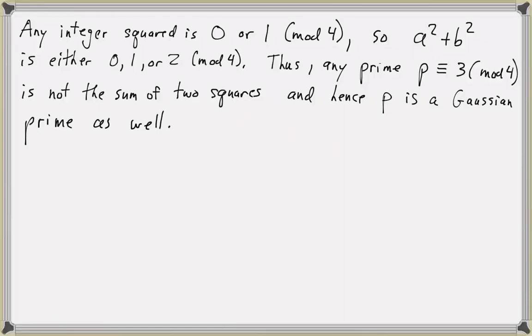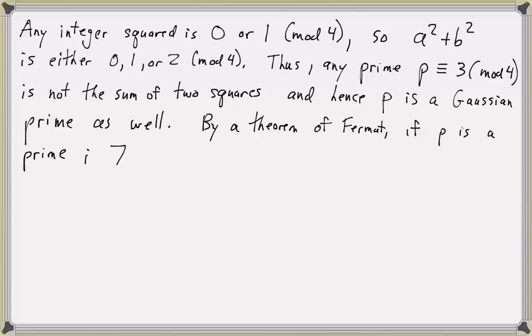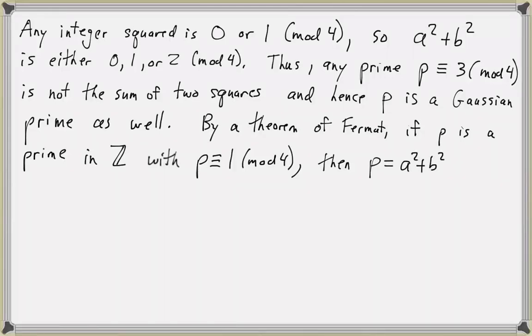There's actually a theorem proven by Fermat that if p is a prime in the ring of integers that is 1 mod 4, then it is a fact that p can be written as a sum of squares, a squared plus b squared, for some integers a and b.